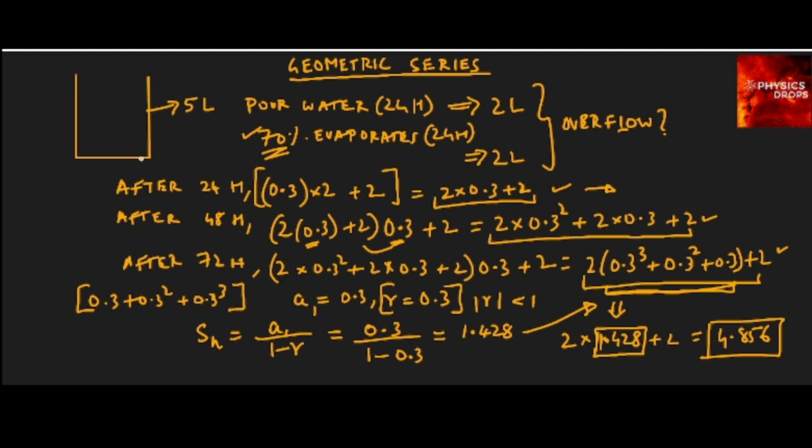every day, and 70% evaporates. Again we pour, again 70% evaporates. So it will always be at this value at most. So the water will not overflow, because the series would converge to a particular value of 1.428.